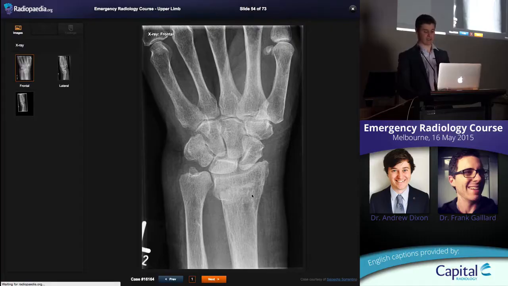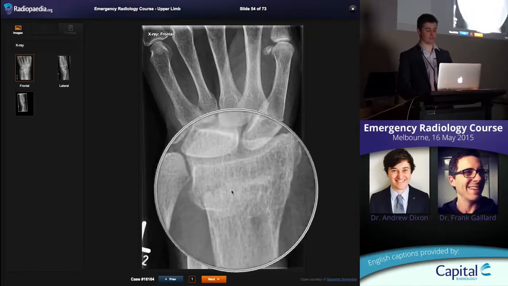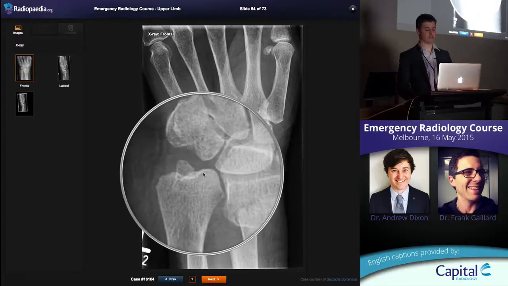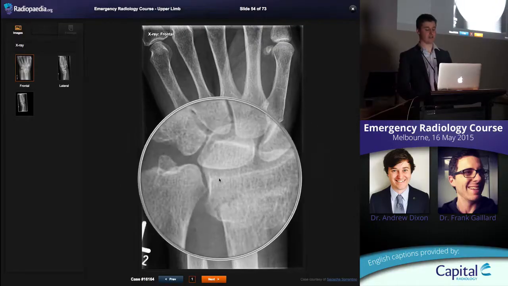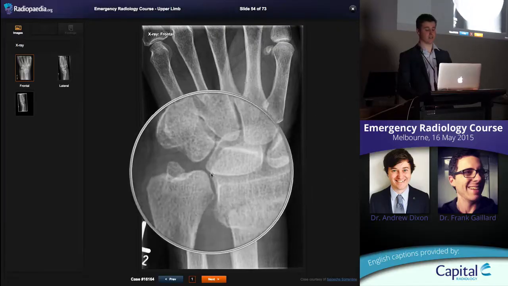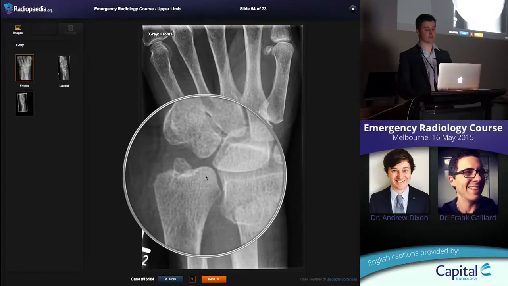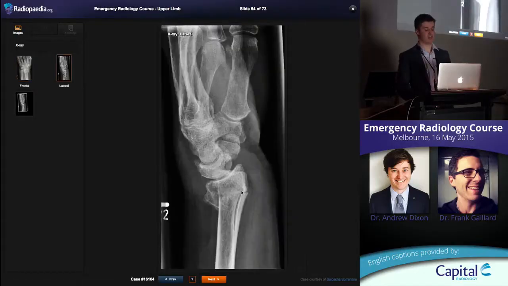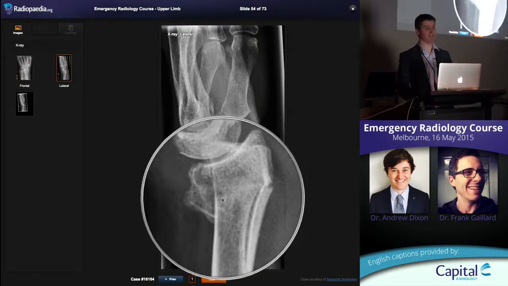Here's an older patient who's fallen down and they've fractured their distal radius. You can see that there's a transverse fracture line going through here. You can see that the ulna extends further distally than the radius. That's the radial articular surface there. That's the other side of the radius there. You can see that this is further distal than that. That's called positive ulnar variance, and that's a sign that this is an impacted fracture. If you look on the lateral, you can see how that bone is just compressed into itself.